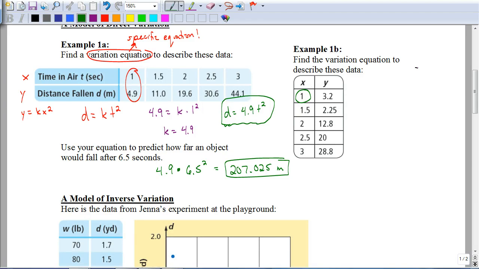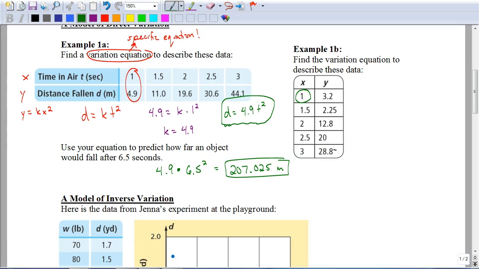Remember, to see if it's direct variation, we ask ourselves, as one variable increases, does the other variable also increase? If so, it's direct variation. If one variable increases and the other one decreases, it's going to be inverse variation. So as you look at this, the x is increasing, going from 1 to 3. The y is also increasing, going from 3.2 to 28.8. So this is an example of direct variation.